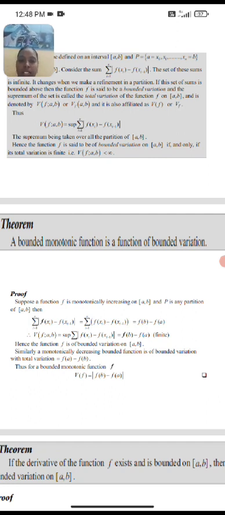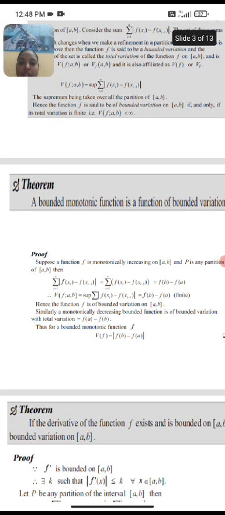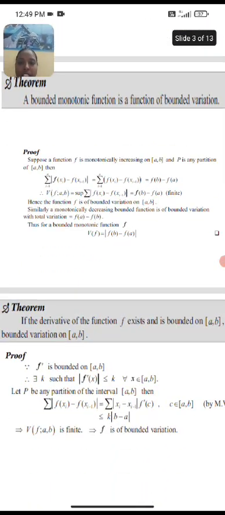Here f(xi) is considered the last point b and f(xi-1) the initial point a, so the sum equals f(b) minus f(a). Hence the function f is of bounded variation on [a, b]. Similarly, a monotonic decreasing bounded function is of bounded variation with total variation f(a) minus f(b). Thus, for a bounded monotonic function f, Vf equals modulus of f(b) minus f(a).